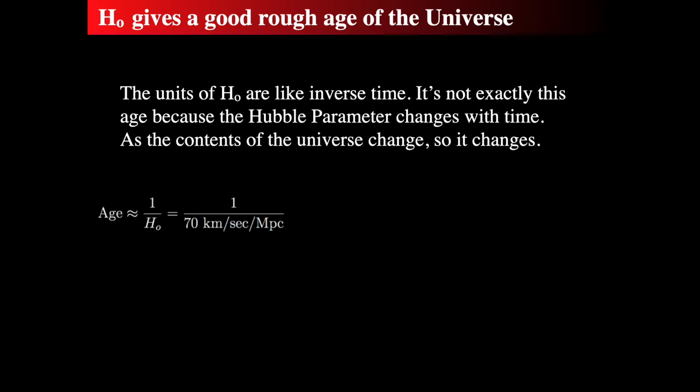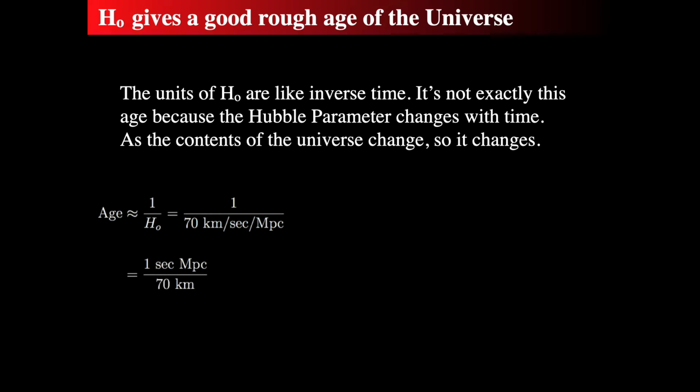Incidentally, the inverse of the current value of the Hubble parameter gives us a rough approximation for the age of the universe, because the units are kilometers per second per megaparsec, and if we know how many kilometers there are in a megaparsec and how many seconds there are in a year, then we can get a good guess. Okay, so let's go through it real quick.